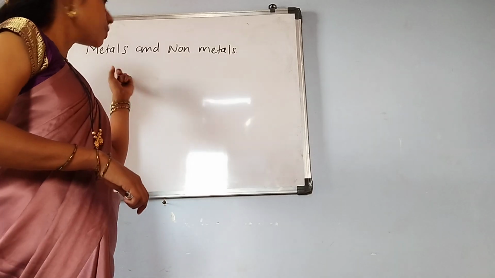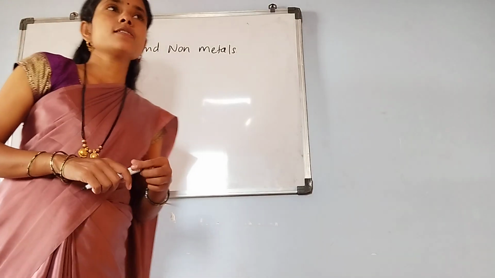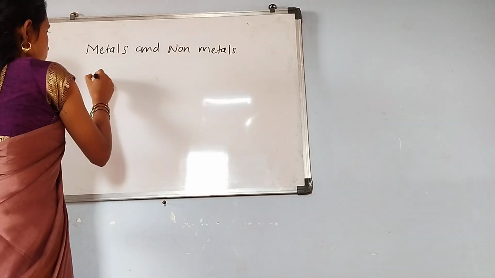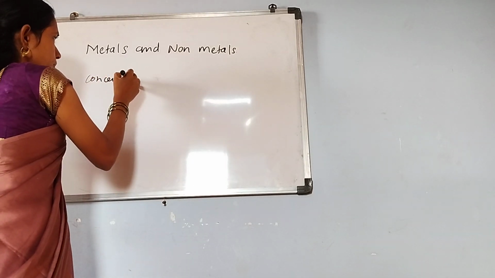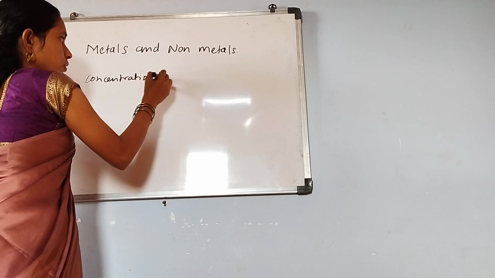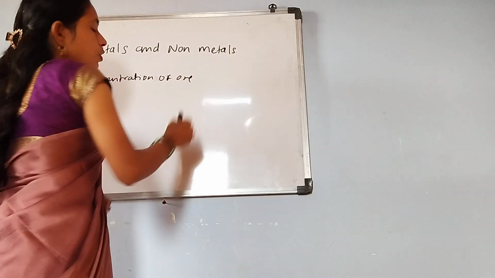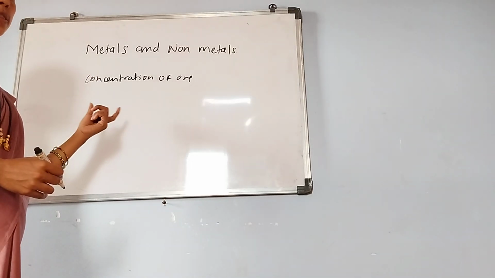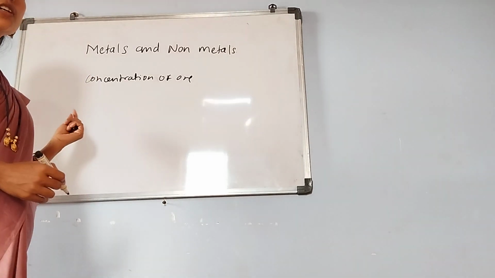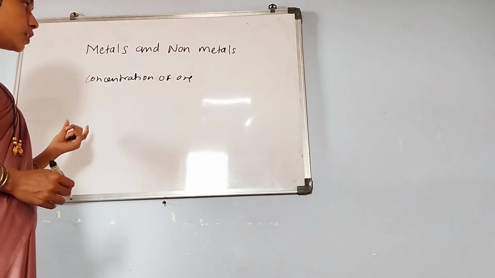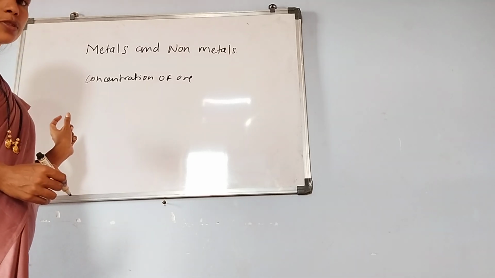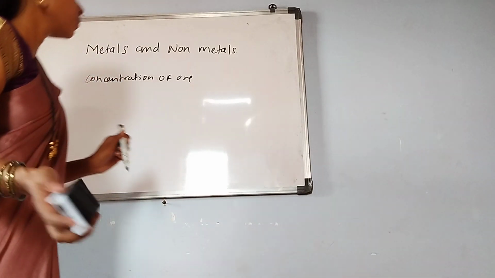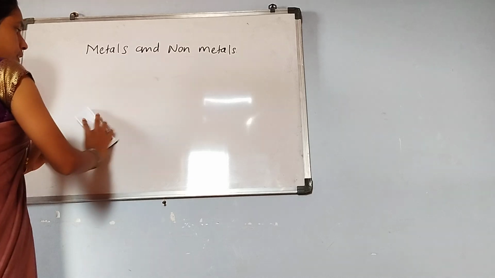Okay, so I'm continuing the same lessons, metals and non-metals. We were doing concentration of ore, or enrichment of ore, or dressing of ore. In that, four methods are there. One is hydraulic washing, next is magnetic separation, and third one is now I am doing, froth flotation process. So that is very important from the point of view of the board exam.